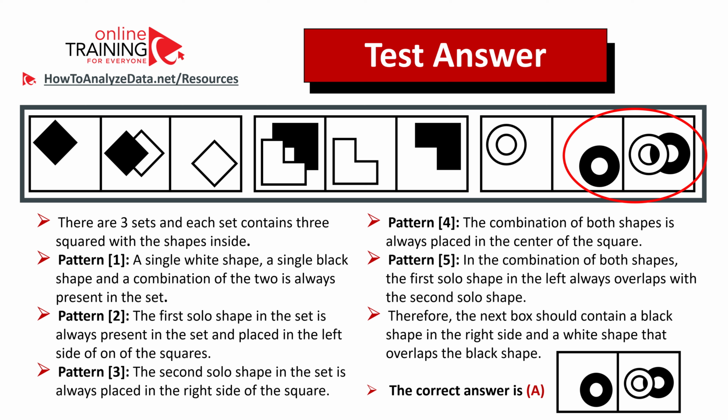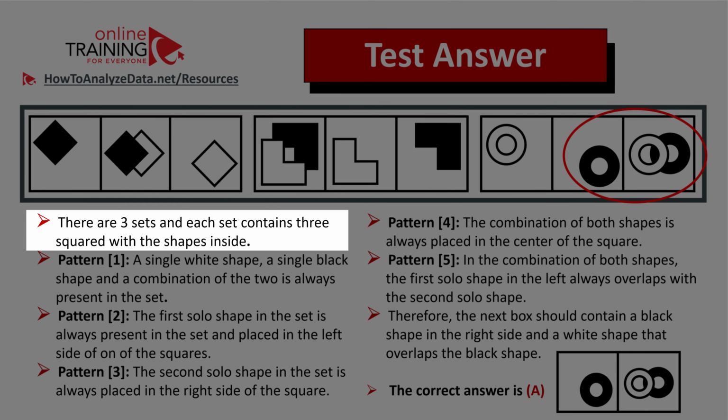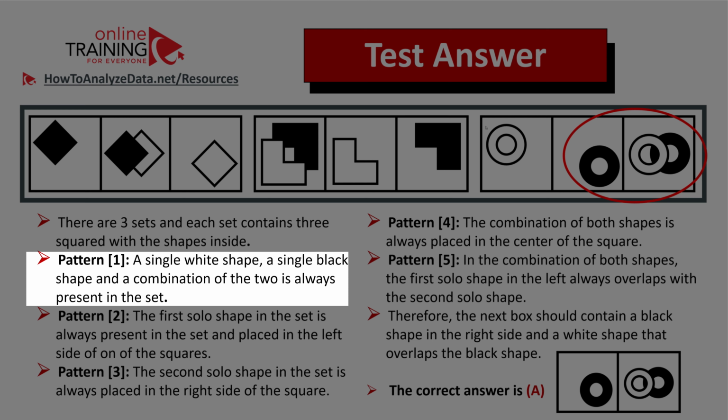There are multiple different patterns, in fact 5 different patterns present in this question. Let's look at each one of the patterns. First of all, let's look at the sets. We have 3 sets and each set contains 3 squares with shapes inside. Let's look at the first pattern. The first pattern is that a single white shape, a single black shape, and a combination of 2 is always present in the set.